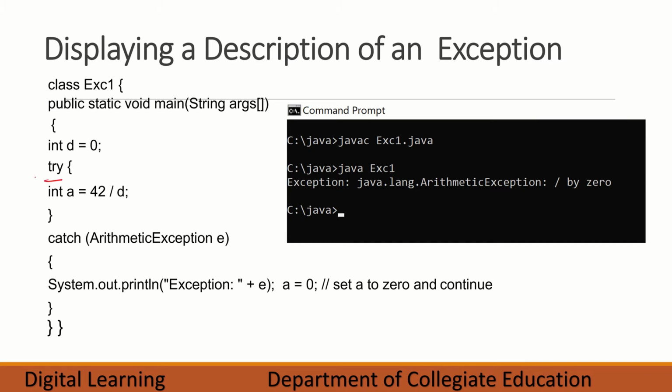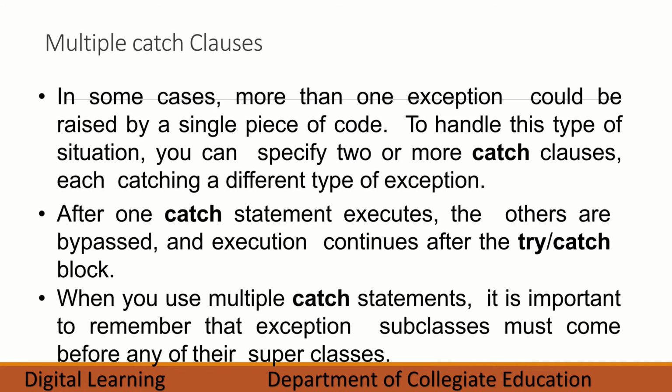This try block should contain the piece of code where the exception may arise, and it is followed by the catch block to handle that particular exception. Now, if we execute this piece of code, you'll get an error message which is displayed by the programmer, that is System.out.println exception e. Exception java.lang.ArithmeticException: divide by zero. Now the exception is handled by the programmer.